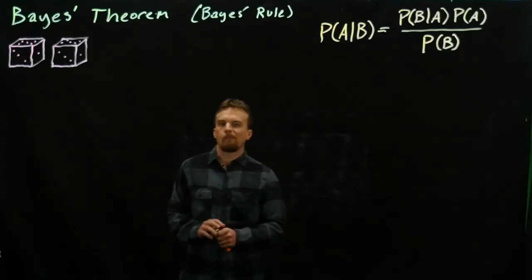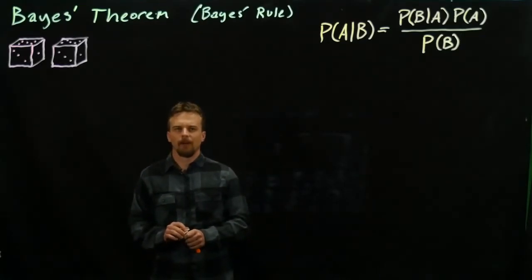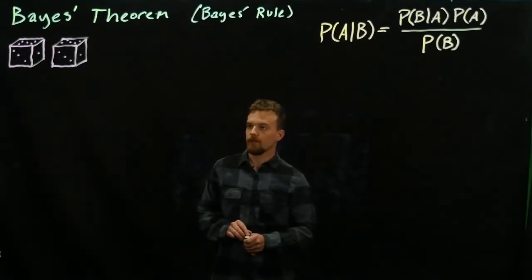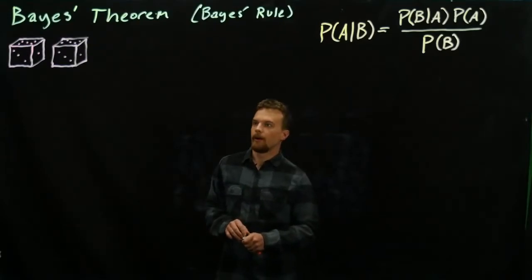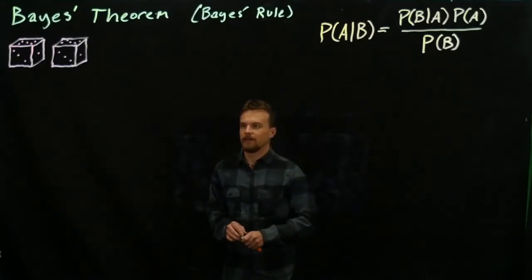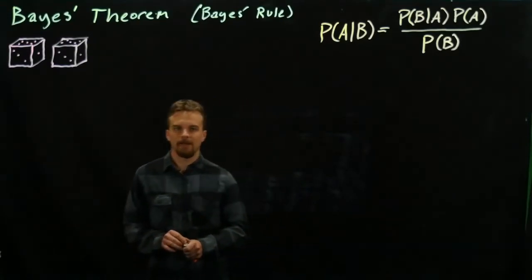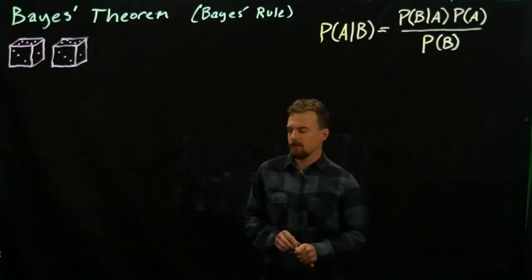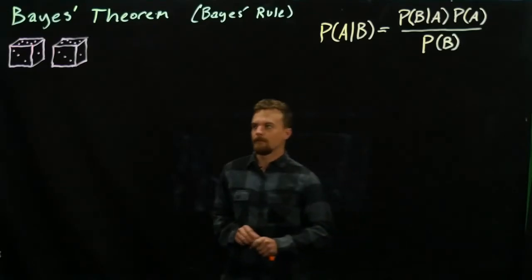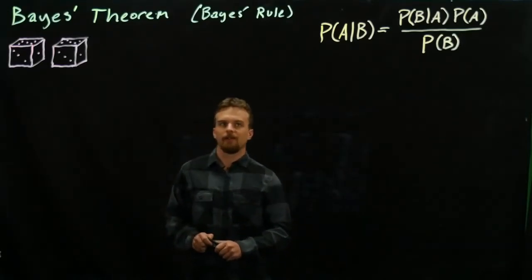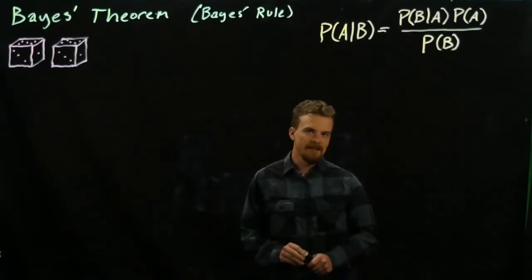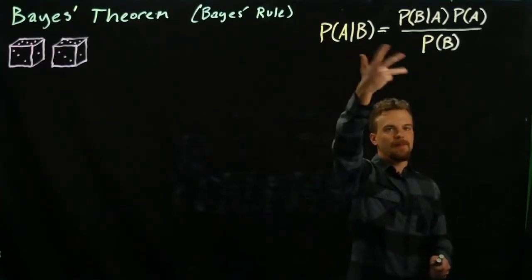So today we're going to start making some videos about probability in general, stochastic processes maybe. But I figured I'd start here with a somewhat simple probability problem that's actually very important. Something called Bayes' theorem, or you might hear it called Bayes' rule. And you've probably seen it before. This is the formula for it.